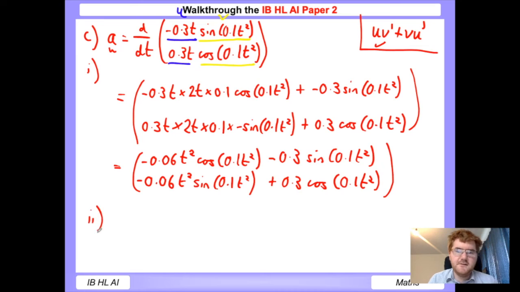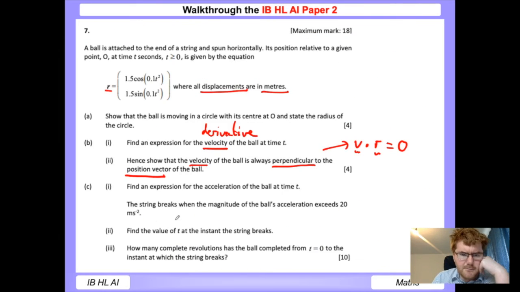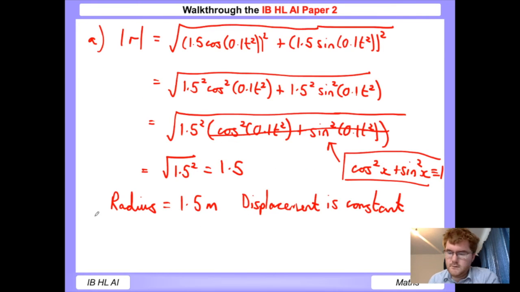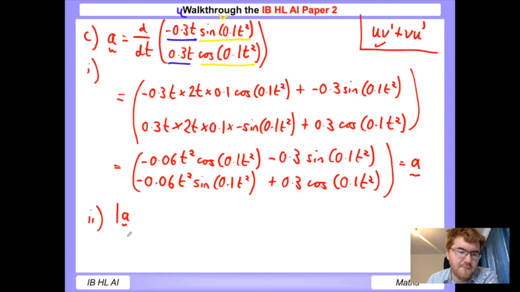And then the second part is, so this is equal to our acceleration vector. And the string breaks when the magnitude of that vector we just worked out, the ball's acceleration, exceeds 20 meters per second squared. Find the value of t at the instant the string breaks. So essentially what we need to do here is the magnitude of that vector needs to be equal to 20. So what we're going to do at that point is take the magnitude of this: this squared plus this squared is equal to 400.